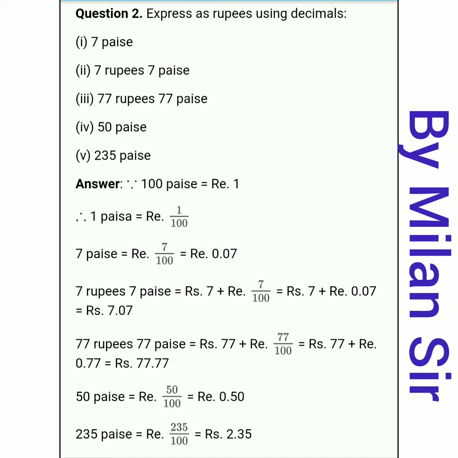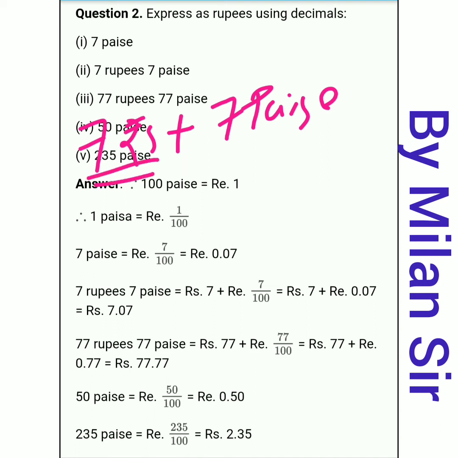Then second question, 7 rupees and 7 paisa. Now 7 is rupees, it is already in rupees, so we do not need to convert it. 7 rupees and 7 paisa means 7 rupees plus 7 paisa, so we can add it. Here it is already in rupees, so we do not need to convert it. So 7 remains as it is.